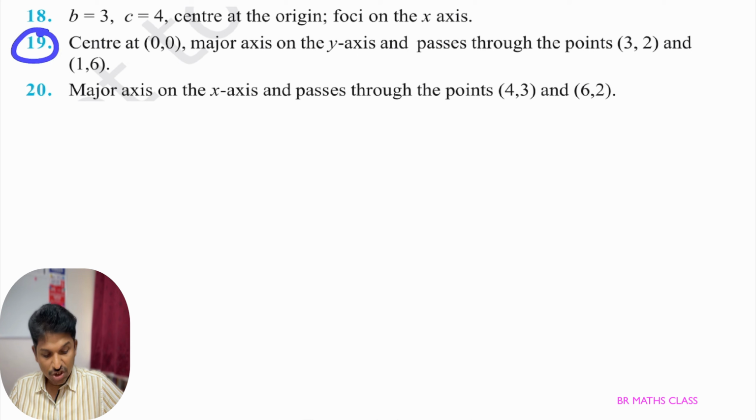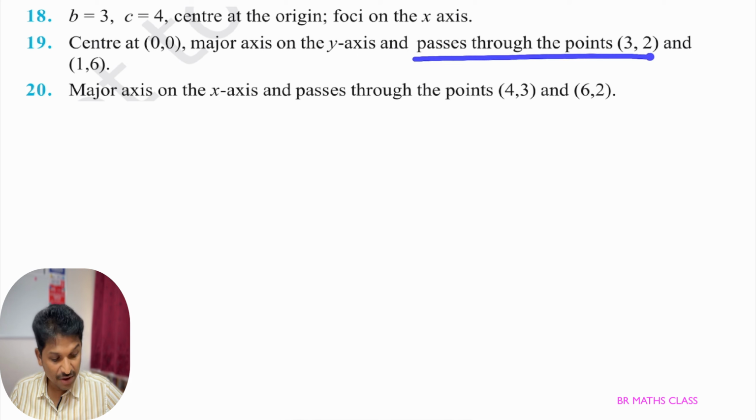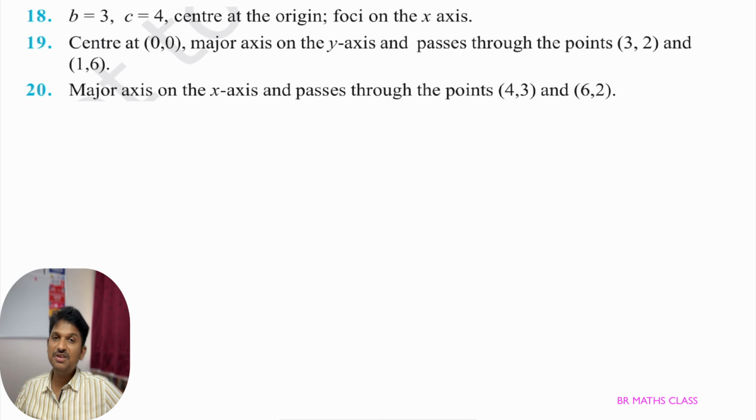Now you observe this question number 19 and 20. Actually both are the same type. You see here major axis is on y axis and main thing is they given that the ellipse passes through 2 points. In this question also they given that ellipse passes through 2 points. When ellipse is passing through given 2 points, how to find equation of ellipse? This 19th question and 20th question, you need to find equation of ellipse when ellipse passes through 2 points and some data given related to foci. Foci is on x-axis or y-axis.